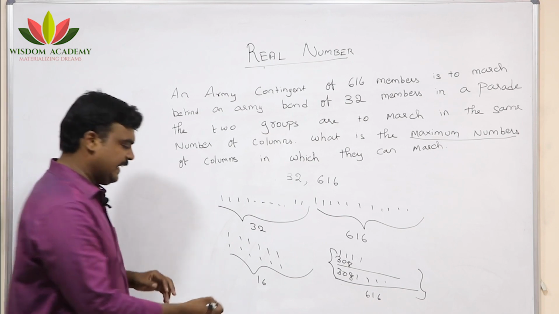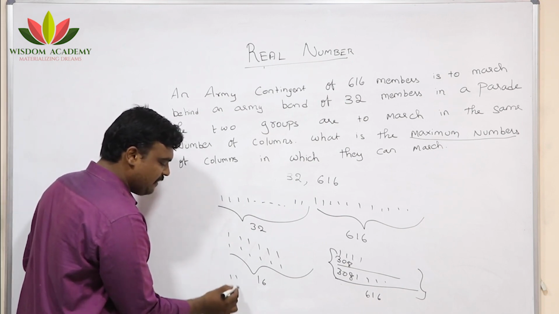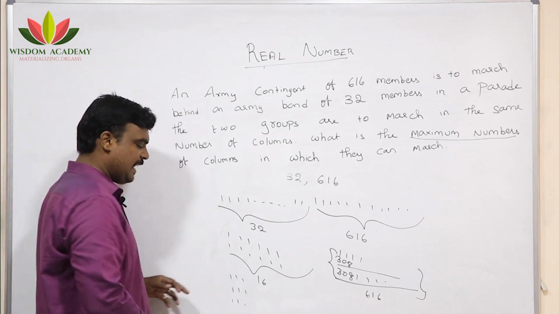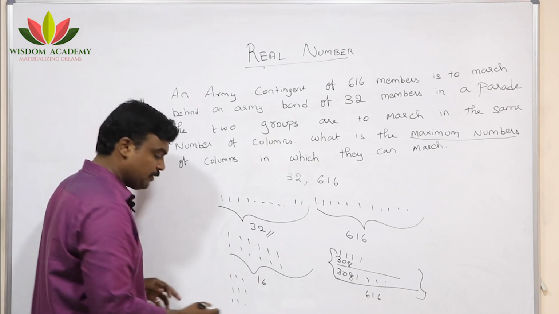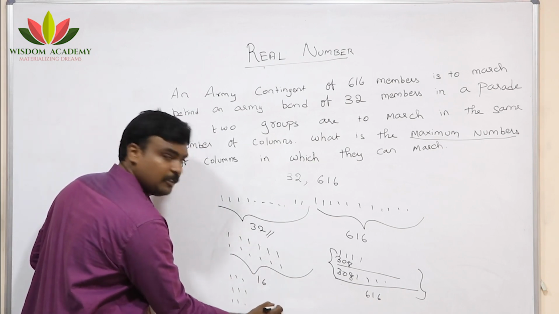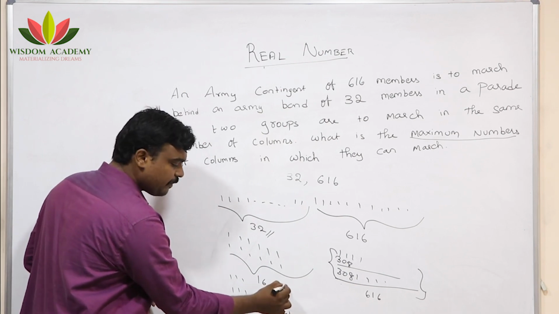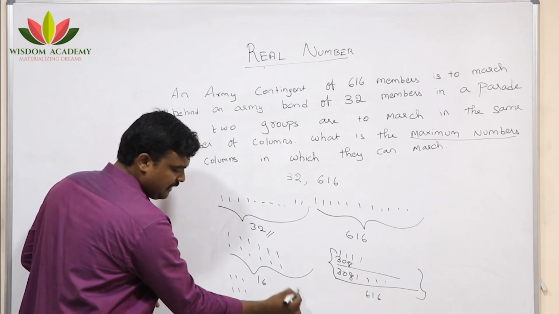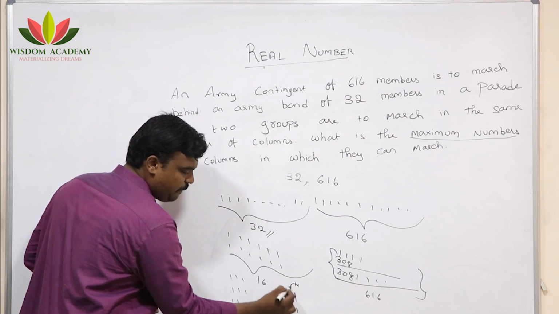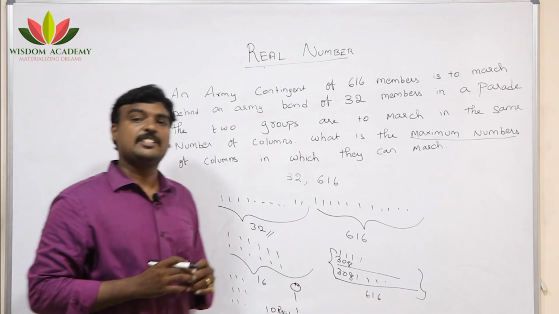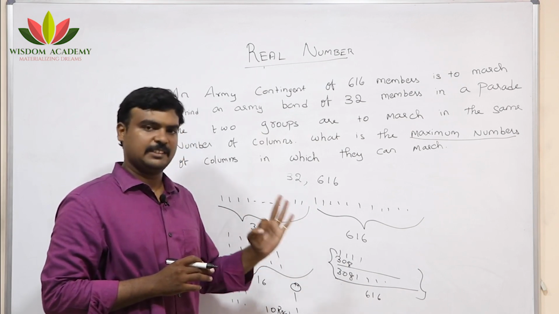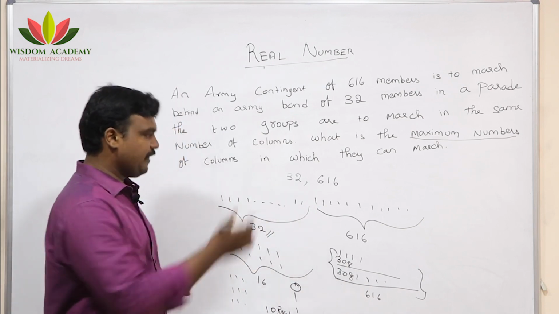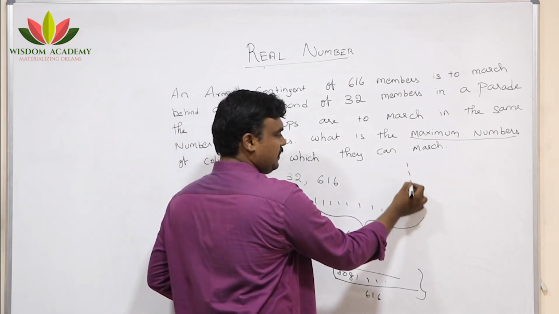Then we can go for 3. If I go for 3, I will face a problem. 32 is a number which will not be divided by 3, right? So in the 11th row, I will have only 2 people and 1 place will be remaining, which is not allowed in this sum. So I can't use 3 columns. So I will go for 4. If I go for 4, what will happen?